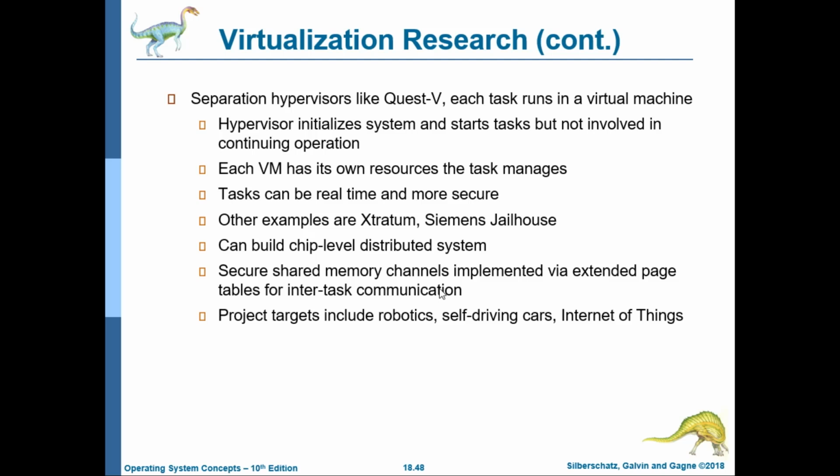Other examples are Stratum and Siemens Jailhouse, which can build chip-level distributed systems, with secure shared memory channels implemented via extended page tables for inter-task communication. Project targets include robotics, self-driving cars, and Internet of Things. So that is the goal now of virtualization: robotics, self-driving cars, and IoT.